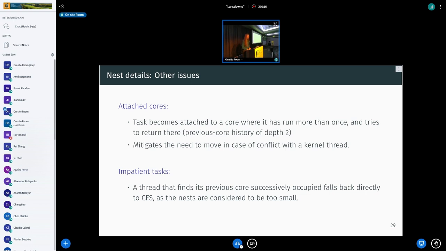So we have a couple of other heuristics that allow us to better keep track of the size of the mask that we want. One of them is the idea of a task becoming attached. This goes back to the observation of Len about the kworker showing up and the task having to move off to the side. The way CFS is focused always on the previous core where the task was.